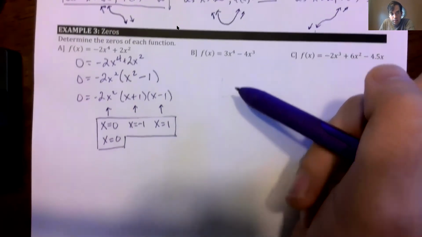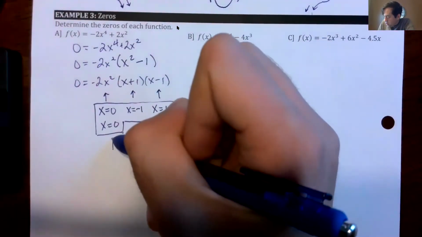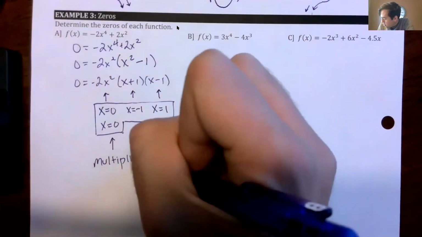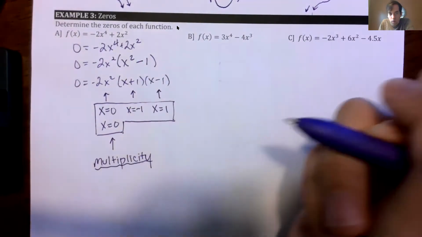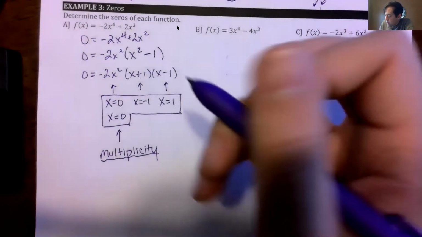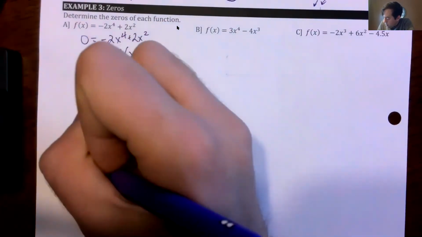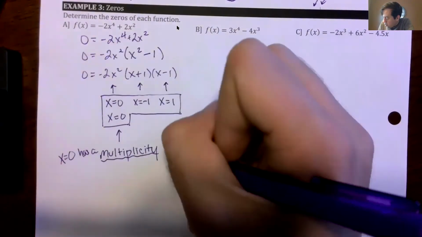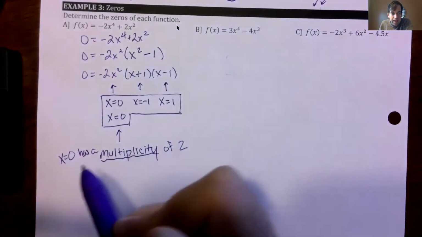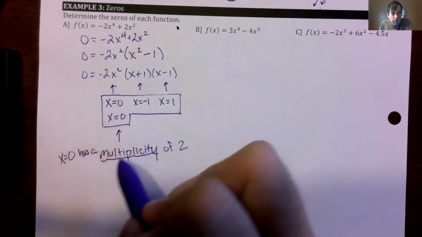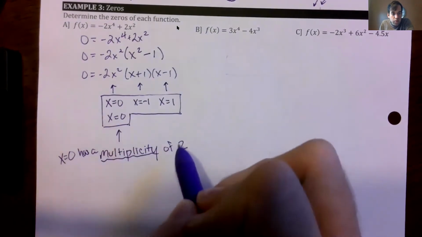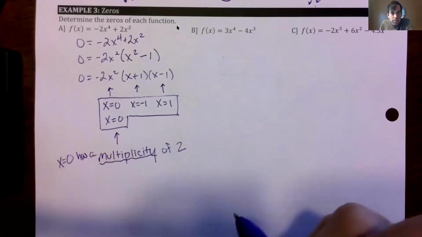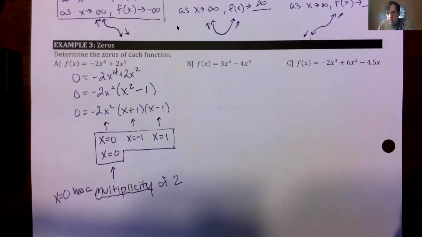I will also say at this point that whenever a 0 repeats, that's referred to as multiplicity, which is a word that comes up in the homework worksheet. So that's going to be important. In the context of this problem, x equals 0 has a multiplicity of 2, meaning it's a 0 twice. It showed up twice in the breakdown of the zeros. Okay, so let's try B and C.